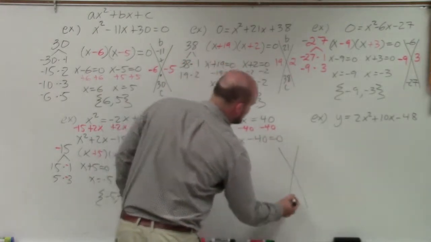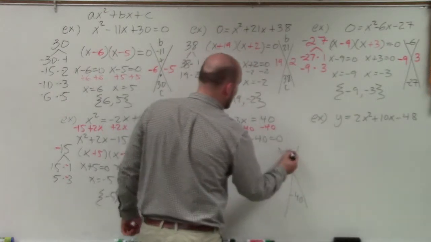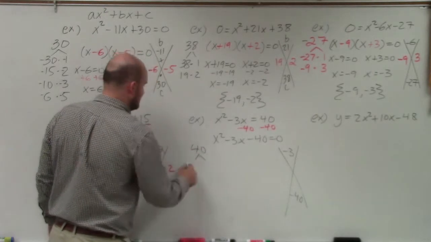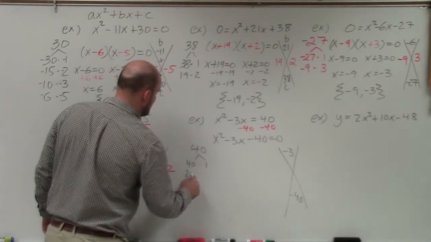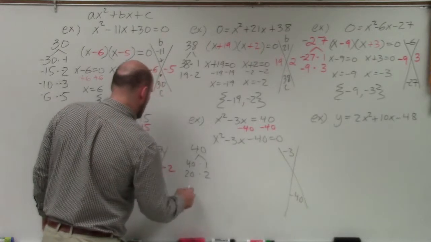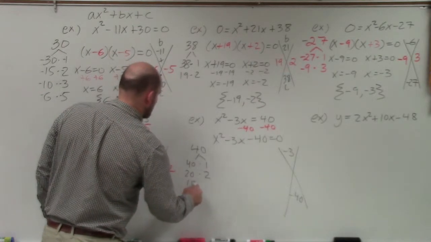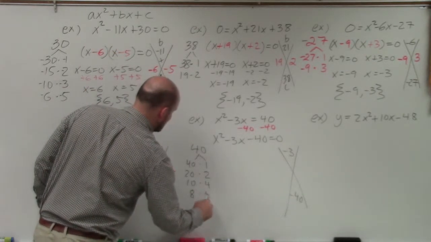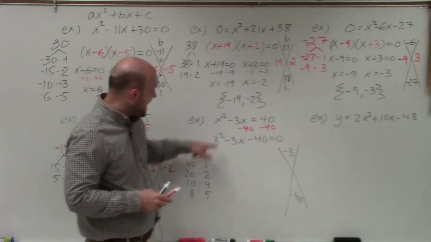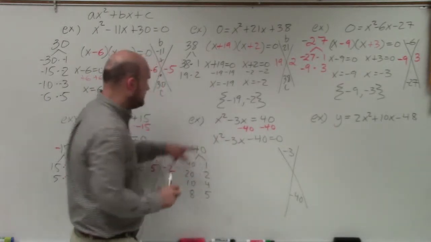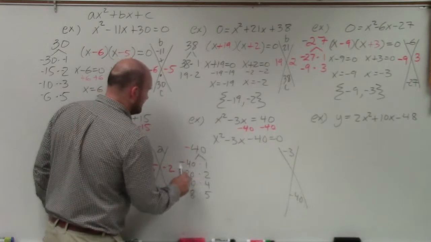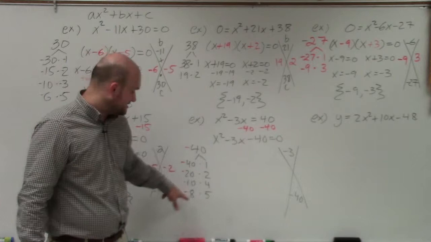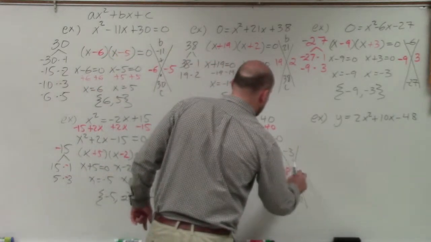Now we need to determine what two numbers multiply to give you negative 40, but then add to give you negative 3. So you take 40 and ask, what numbers multiply to give me 40? I have 40 times 1, 20 times 2, 10 times 4, and 8 times 5. Remember, they add to give you a negative number, so the larger of them has to be negative. Which one adds to give you negative 3? It's negative 8 and 5.